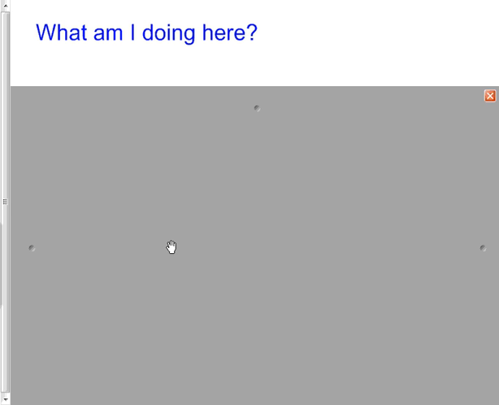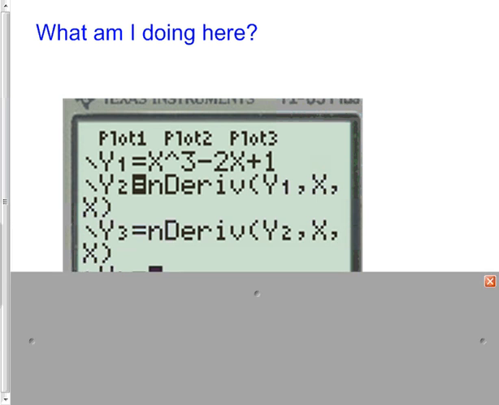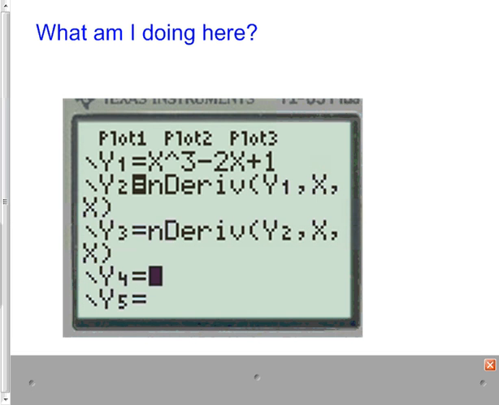So in this video lesson, I'm going to ask you to be reflective in what I'm doing. So I wrote, what am I doing here? If we were to slide this down, having worked with nderiv before, I have some original function, and I've got my next function y2, and then I've got this function y3. What is it that I'm doing here?